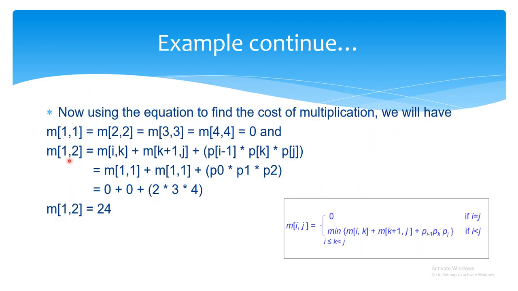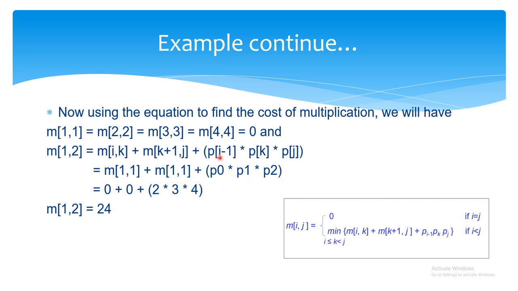So let us first understand how this M12 is calculated. We have just put this equation: m i k plus m k plus 1 comma j plus p i minus 1 into p k into p j. Here you see i is equal to 1 and j is equal to 2. We are finding the value of m i j, so it is m, i is 1. Now initially k is equal to i, and as the difference between 1 and 2 is only 1, k will always be equal to i only. That's why 1 plus k plus 1, right? So here there is a small mistake, which you can correct. Here you have to write m11 plus m22 plus p0 into p1 into p2.